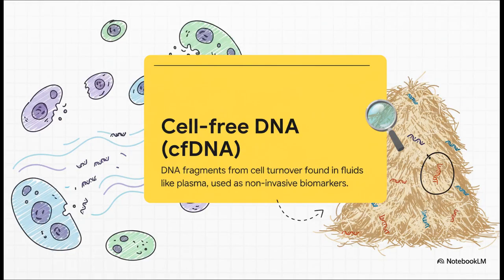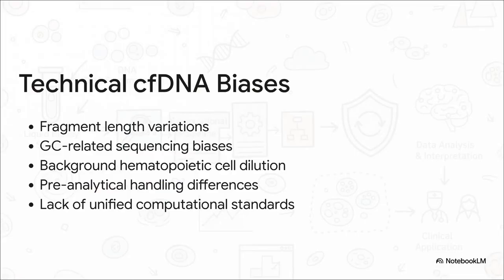Just to ground us real quick, cell-free DNA, or cfDNA. We're talking about those short DNA fragments naturally degraded during cell turnover, just floating around in bodily fluids like plasma. They are amazing non-invasive biomarkers. But the massive challenge here is that the signals of interest, say a tiny fraction of circulating tumor DNA, are buried. They're hidden in this massive background, derived mostly from normal hemopoietic cells. Finding that tumor signal is quite literally looking for a needle in a haystack, except the hay is also made of DNA.